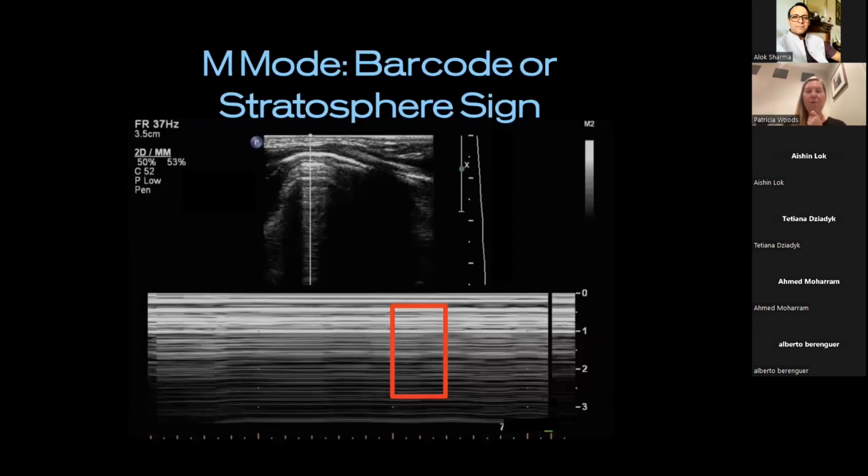Using M mode here gives you that barcode or stratosphere sign. So you're crossing that line. And remember, everything is reflected at that parietal pleural surface. So it's just a repetition. There should be no change as you come down from inferior to further deeper in the chest. It's just the same all the way down, hence barcode.